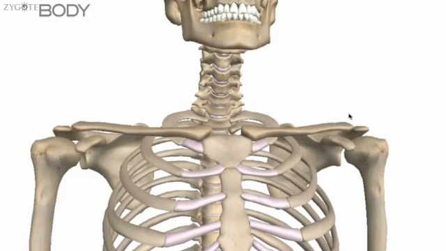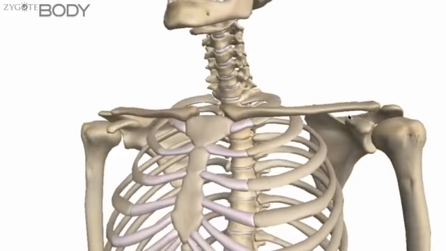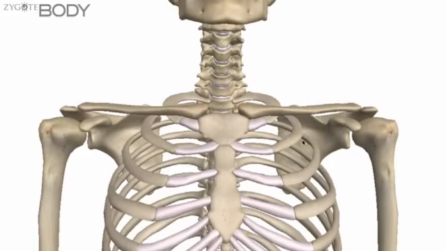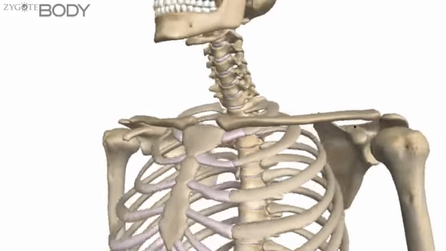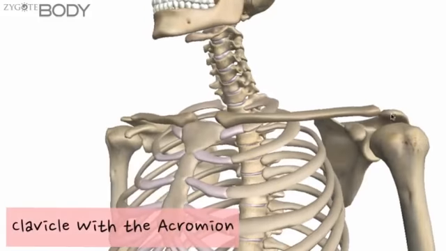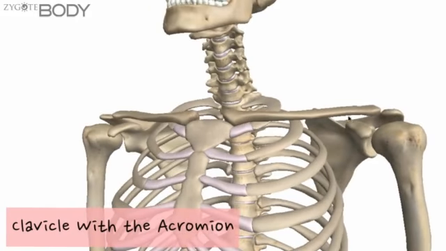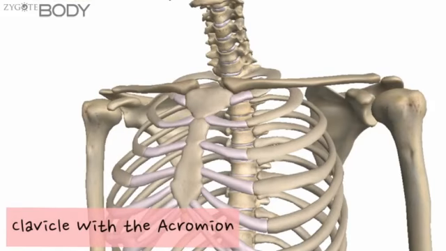So what I want to do now is show you the articulations of the scapula, so which structures articulate with the scapula. The first one, a very evident articulation, is the clavicle articulating with the acromion of the scapula. So the acromial side of the clavicle is articulating with the acromion of the scapula right here.